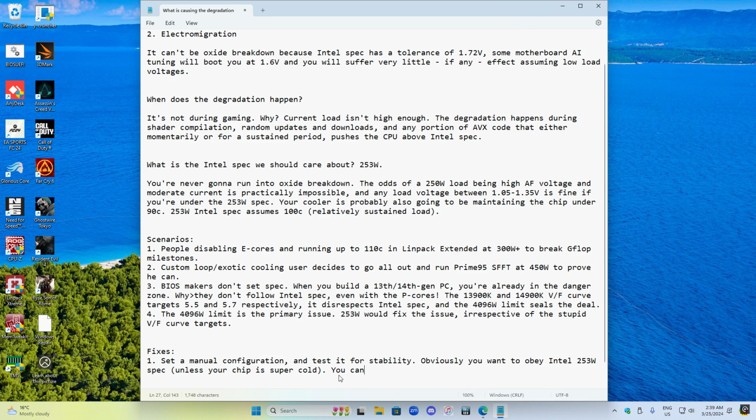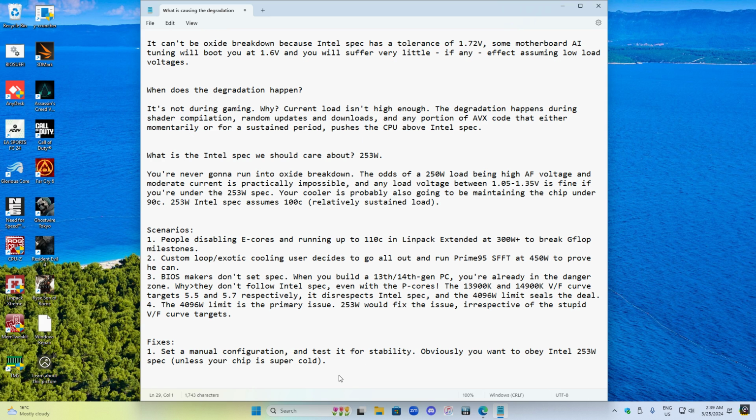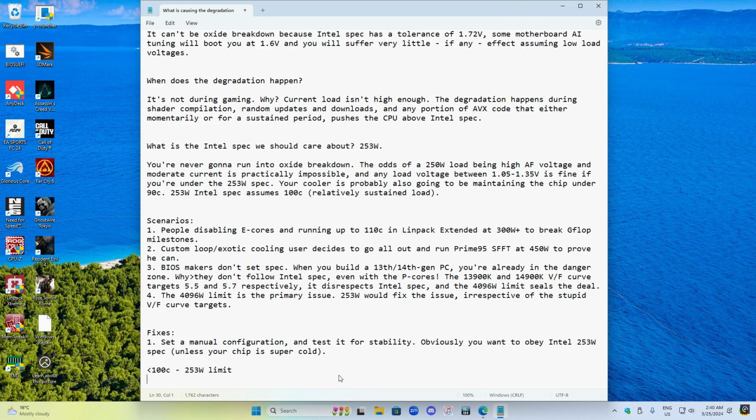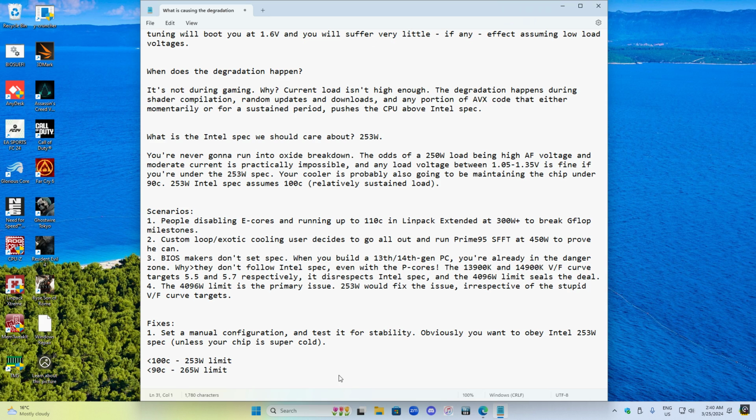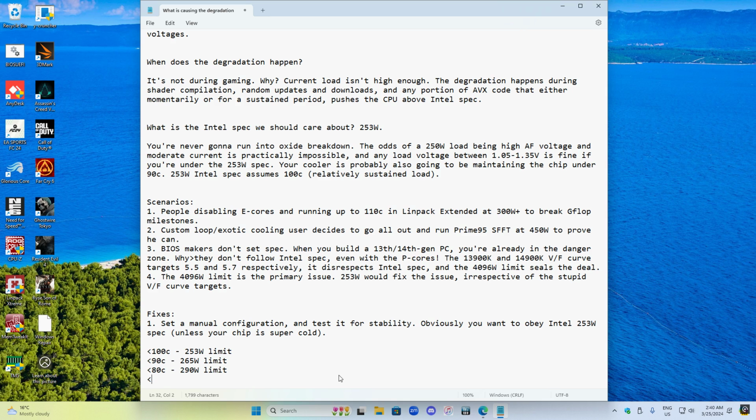I'll just make a breakdown. Let's say under 100C, 253 watt limit. Under 90C, let's say like 265 watt limit maybe. Under 80C, maybe like a 290 watt limit. I don't know. And then under 70C, you can start playing.